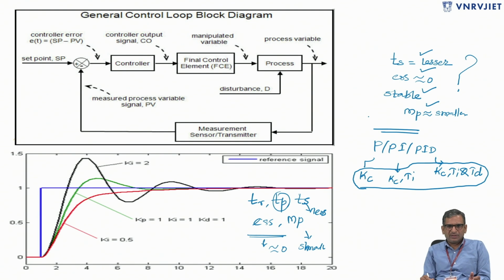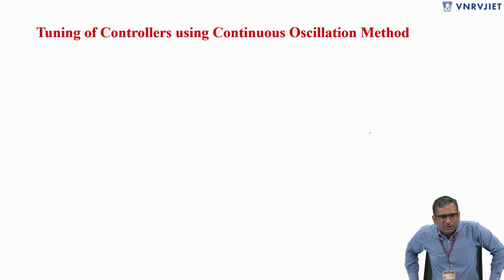So what is the requirement? The requirement is to select optimum values of these PID controller parameters, so that we can get good control specifications or responses in terms of settling time, steady state error, stability of the system, as well as peak overshoot. So we'll see how exactly we can use the continuous oscillation method to find controller parameters.